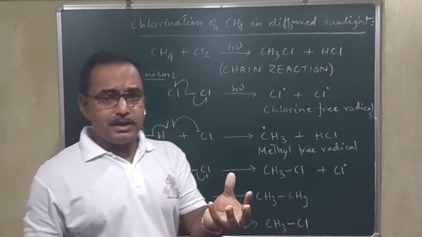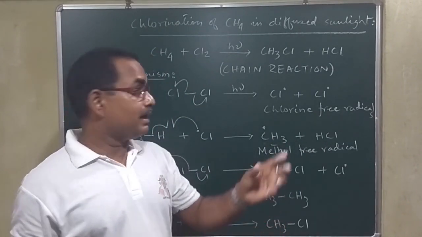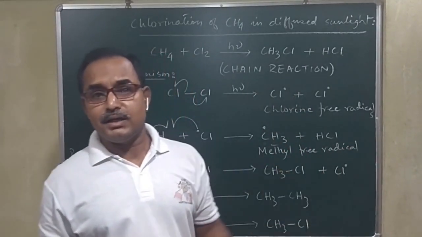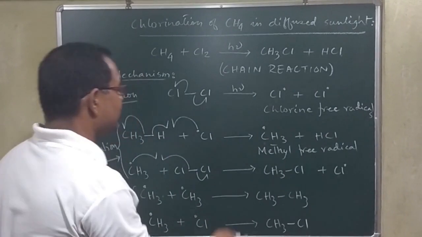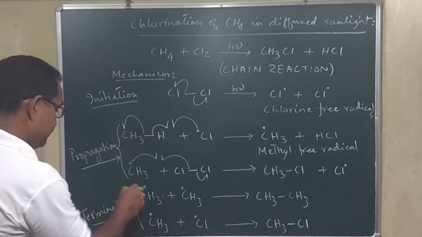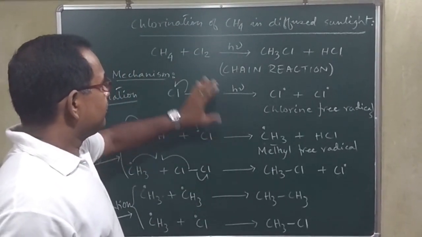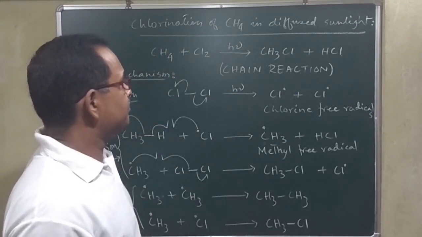because initially you have to irradiate that reaction mixture, but after irradiation, as soon as some free radicals are produced, then no further irradiation is required. You may keep it in dark. In dark also the chain reaction will proceed. So in this way we can explain the mechanism of free radical chlorination of methane.